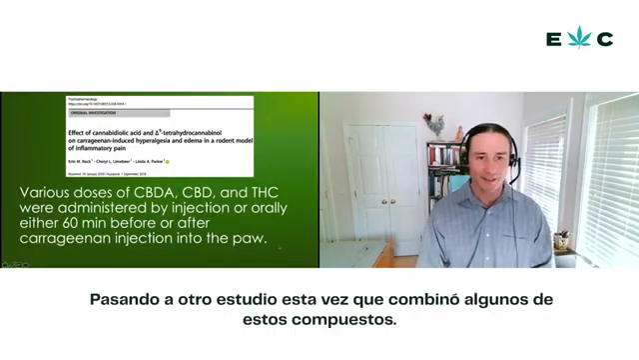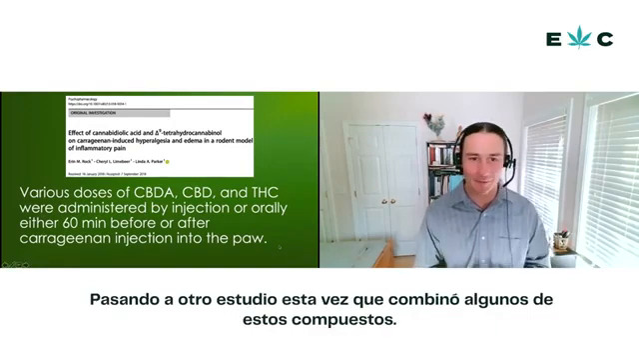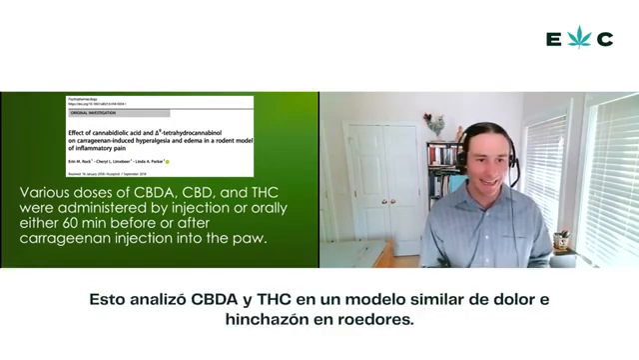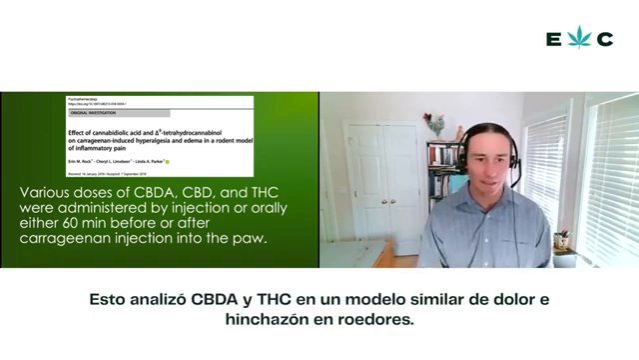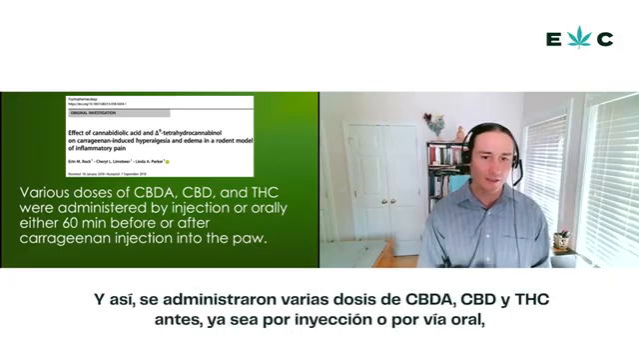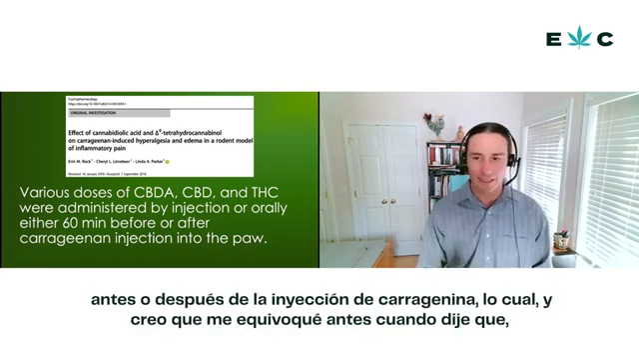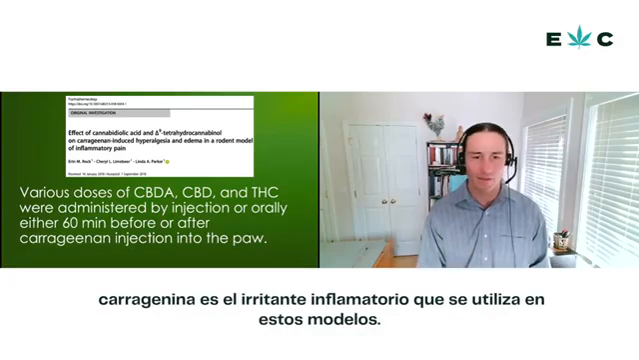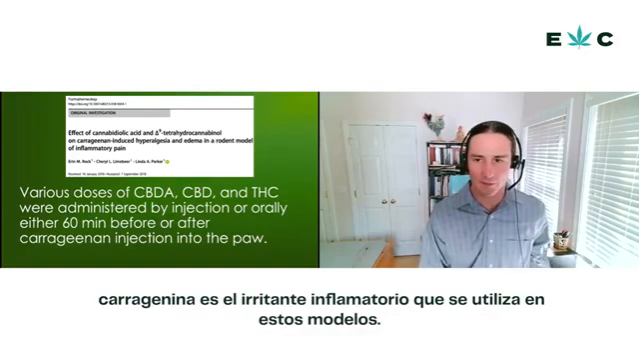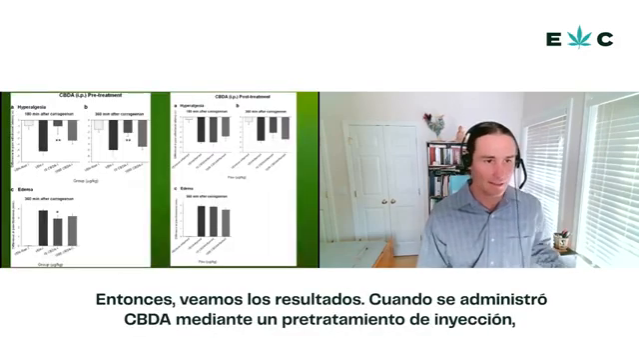Moving on to another study, this time that combined some of these compounds together. This looked at CBDA and THC in a similar model of pain and swelling in rodents. And so various doses of CBDA, CBD, and THC were administered, either by injection or orally, before or after the injection of the carrageenan, which, and I think I misspoke earlier when I said collagen, is the inflammatory irritant being used in these models. And so let's take a look at the results.